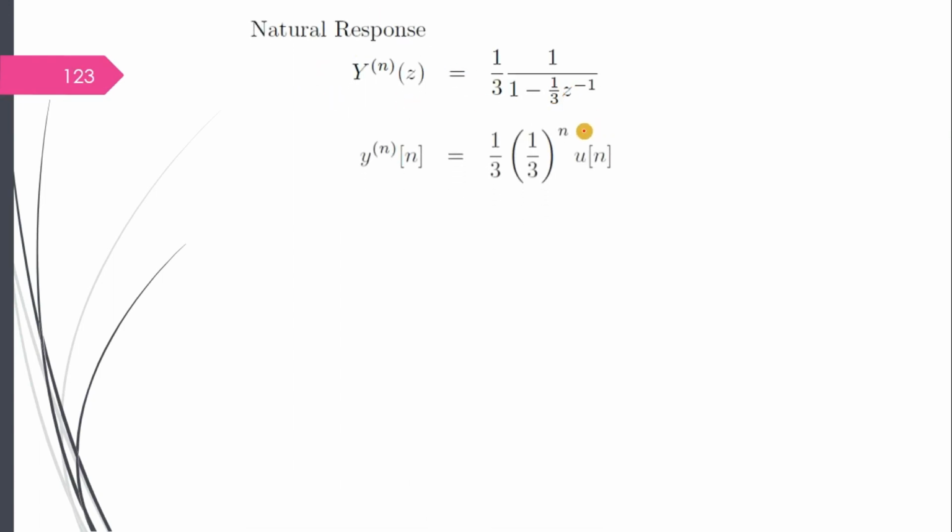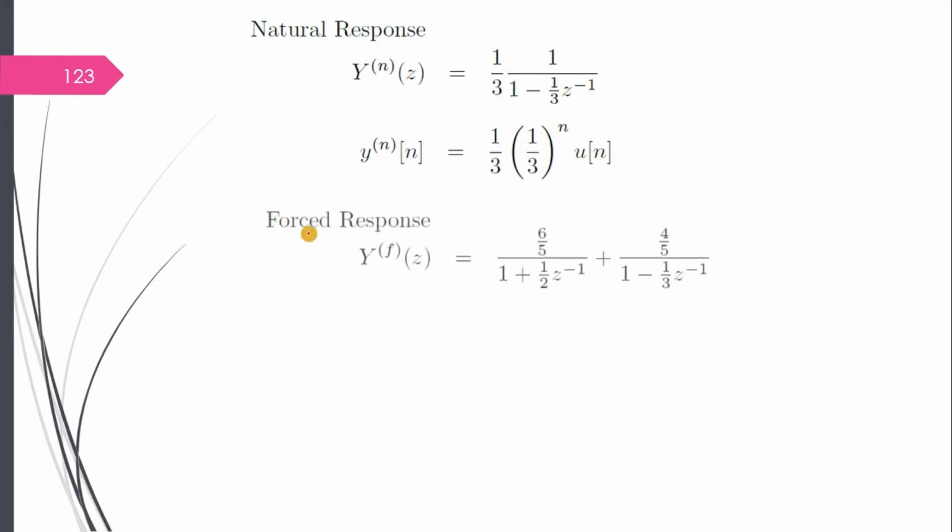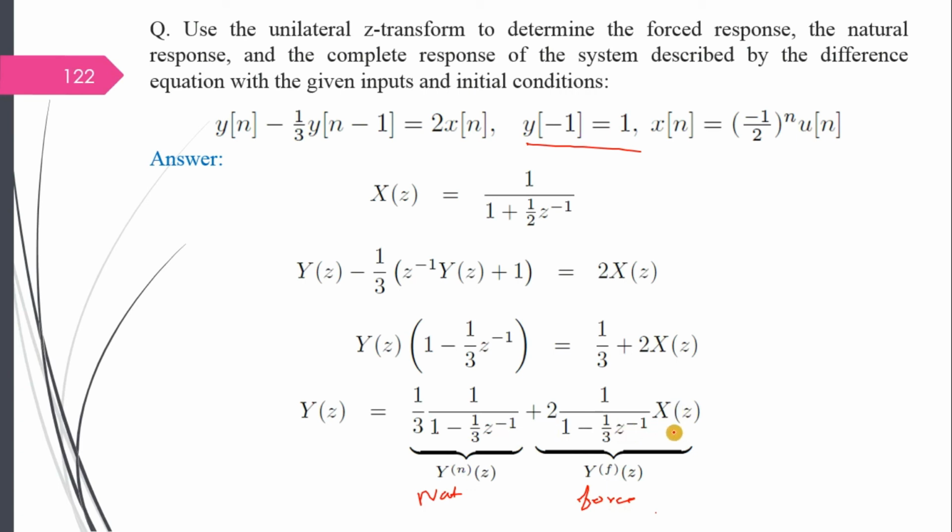Natural response, directly take its inverse Z transform: 1 by 3 raised to n u of n. No partial fraction needed because the denominator is a factor of order 1. Here it is just 1. So I can directly take it. Forced response, here x of z is 1 plus 1 by 2 z inverse. So that gets multiplied to this.